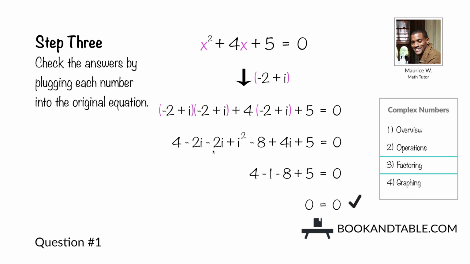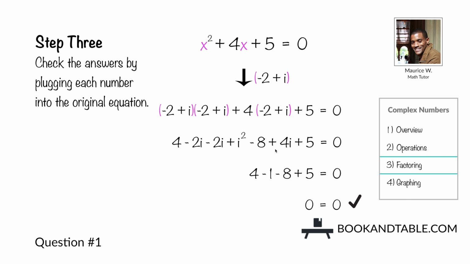Negative 2i minus 2i is negative 4i. Plus 4i is equal to 0. Those cancel each other out, leaving you with 4. i squared is negative 1 minus 8 plus 5. 4 minus 1 is 3. 3 minus 8 is negative 5. Negative 5 plus 5 is equal to 0, proving that x does also equal negative 2 plus i.